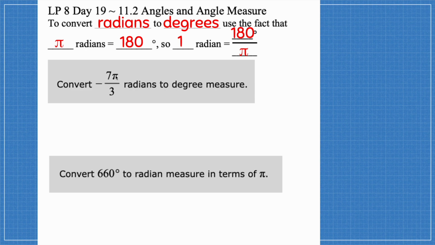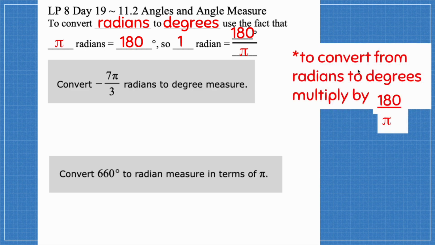So we're going to convert negative 7 pi over 3 radians to a degree measure. To convert from radians to degrees, we're going to multiply by 180 over pi. So we're going to multiply by our conversion ratio. I'm going to take negative 7 pi over 3 and multiply by 180 over pi. If you notice, pi and pi, it doesn't cross off the 7, just the pi's. Pi divided by pi is going to cancel, right? Which is what we want. We don't have any pi when we have a degree measure.